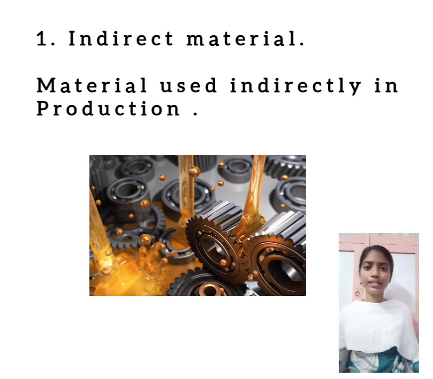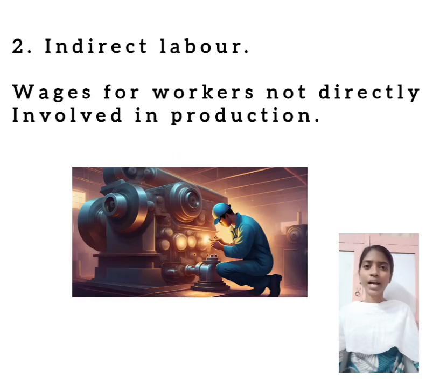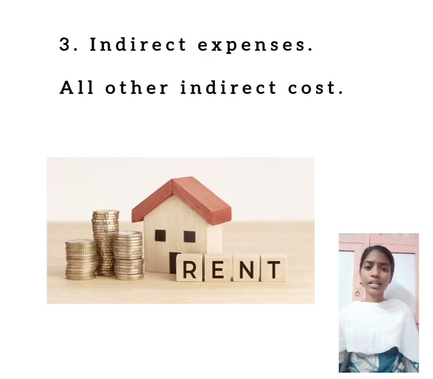Indirect materials refers to materials used indirectly in production, for example lubricants and cleaning supplies. Indirect labor refers to wages of workers not directly involved in production, for example supervisors and maintenance staff. The third one is indirect expenses, which are other indirect costs, for example rent, depreciation and utilities.